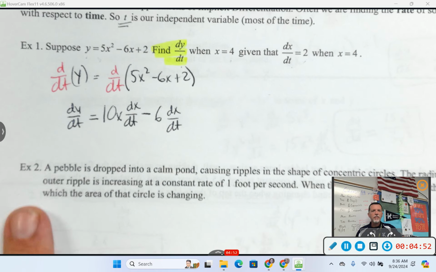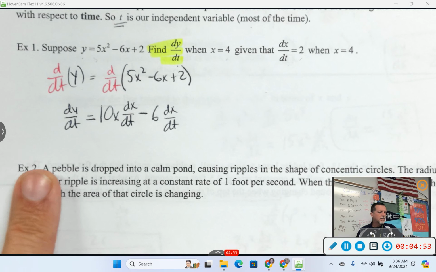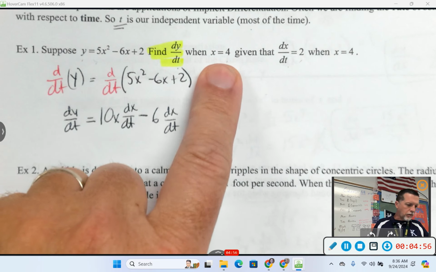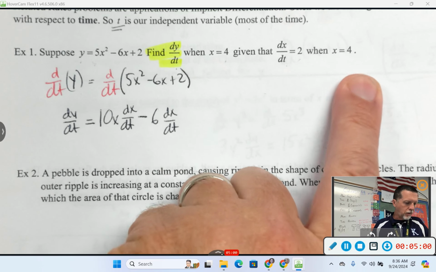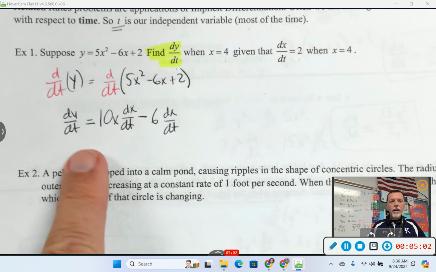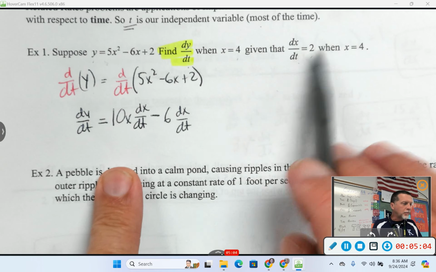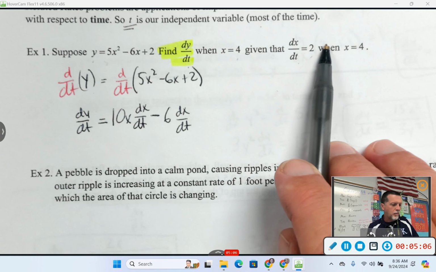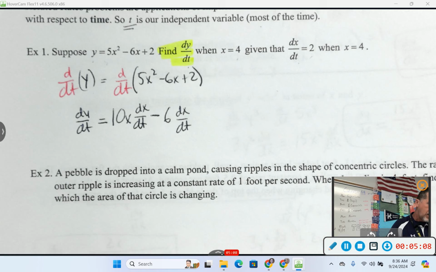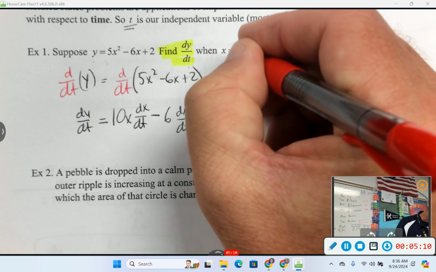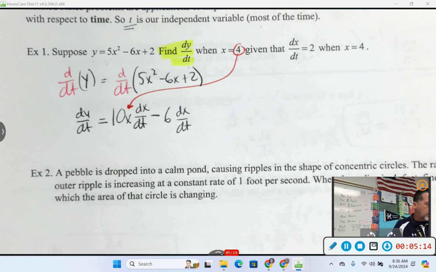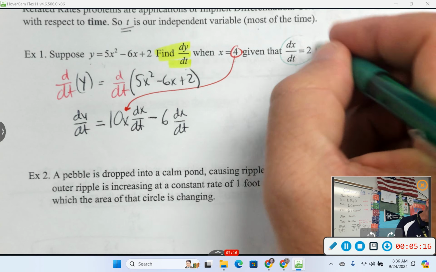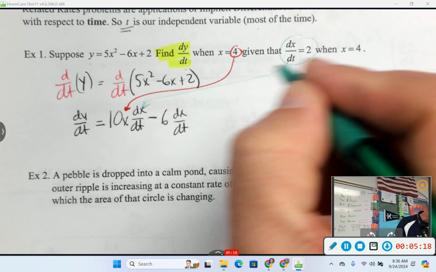Okay, so I found dy dt, but now I want dy dt when x equals 4, given that dx dt is 2 when x equals 4. Okay, this is ugly, but they're giving me all the pieces. So maybe it's not as bad as it initially looks. X is 4, so 4 will go in for X. dx dt is 2, so 2 will go in for dx dt.